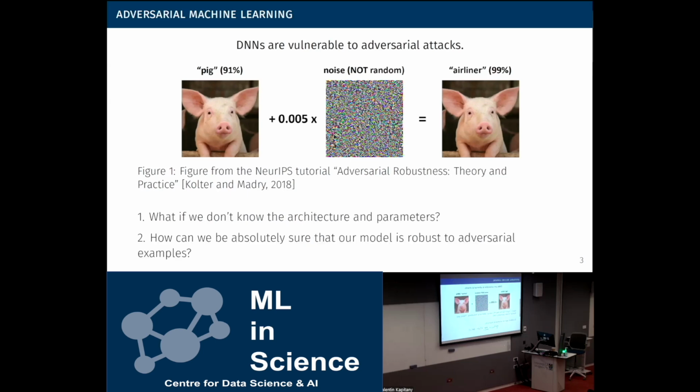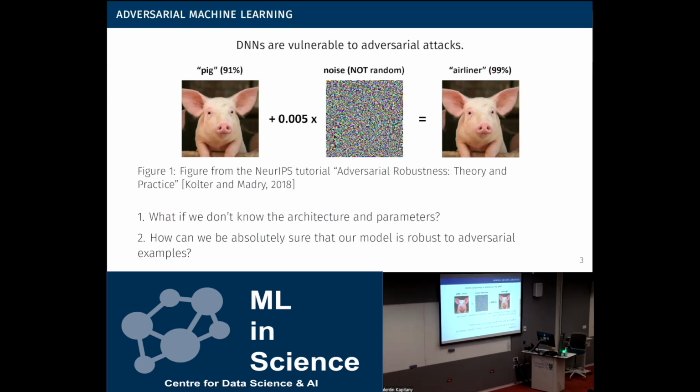But there are two issues. One thing is, in the previous slide, we need to know what our neural network is. We also need to know what the parameters in the network are. But if we are attacking a system, say, built by Google or Microsoft, they are not going to give us their whole model. So how can an attacker attack it if they don't know the architecture? That is the one question.